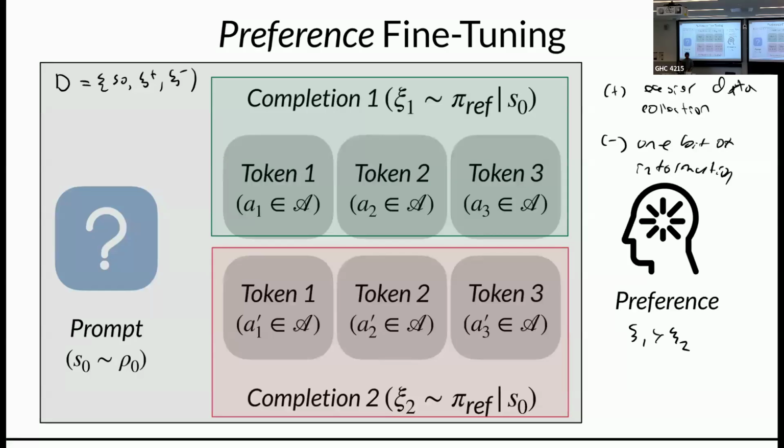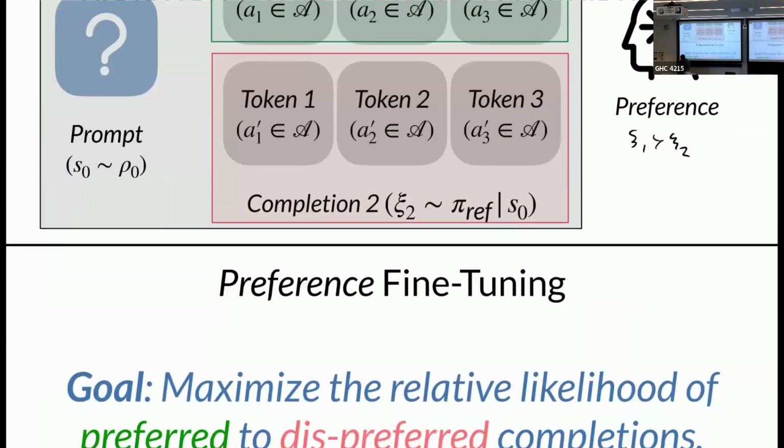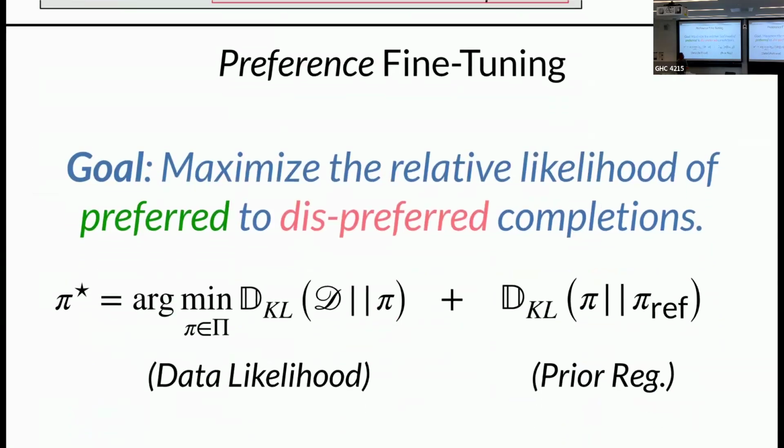So now, given all this data, we have this data set of prompts and pairs of completions, where each one is preferred over the other. We now have to think about how we actually learn from this data. In preference fine tuning, our goal is to maximize the relative likelihood of preferred to dispreferred completions to a prompt. This is the only data we have, and the only thing we can do here.